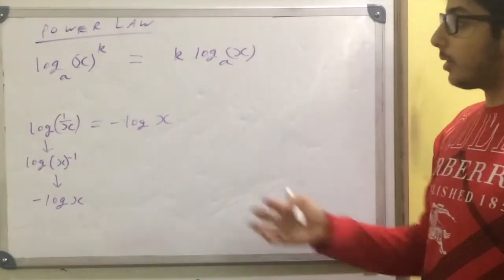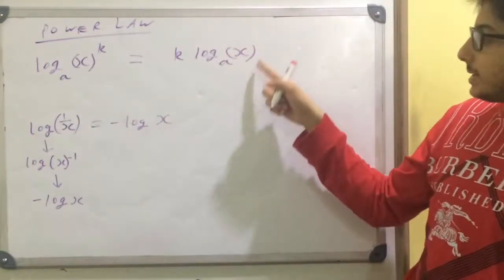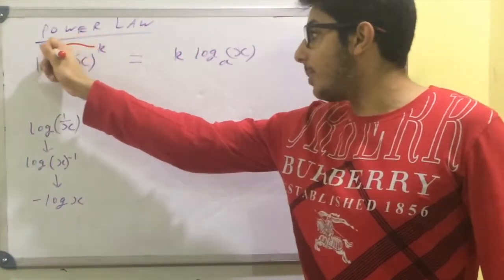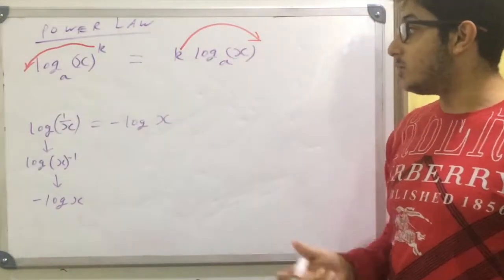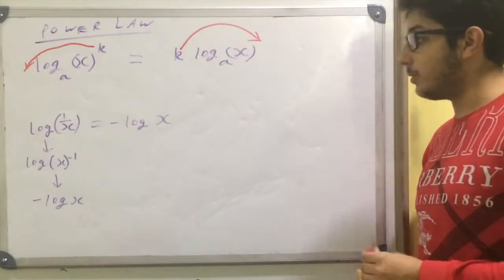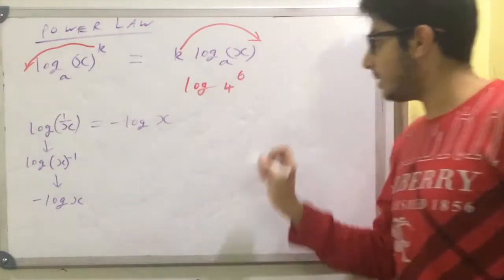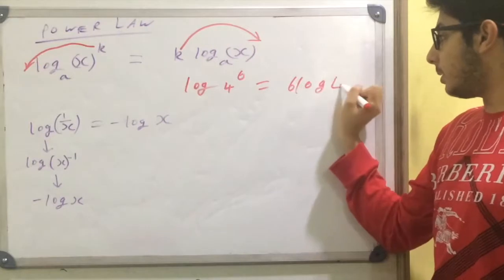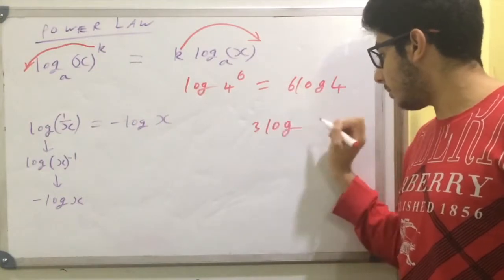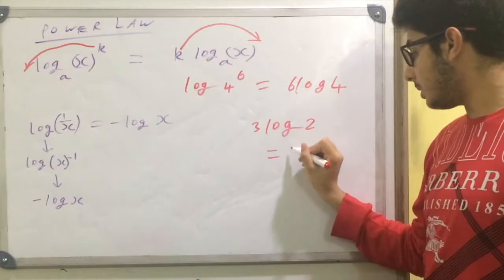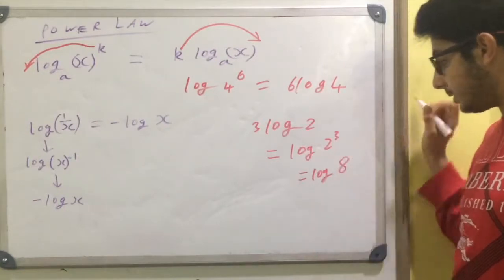Okay, the power law. Logarithm base a of x to the power of k is equal to k times logarithm base a of x. So you just move the power down here. Or vice versa, you can move the power up there, depending on the situation and what you're trying to do. Let me give you some examples. Logarithm of 4 to the power of 6 can be written as 6 log 4. Or 3 logarithm 2 can be written as logarithm of 2 to the power of 3. Then you can simplify it if you want, logarithm of 8.